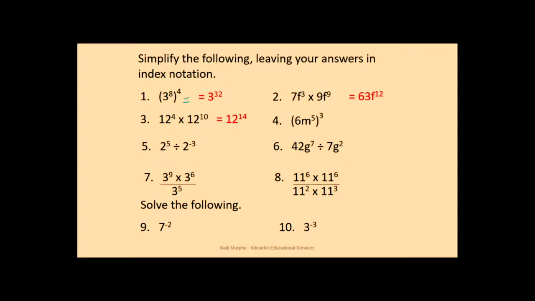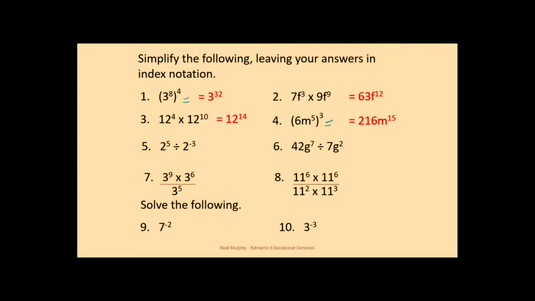Number 4 then is a trickier one. It's a common mistake that Leaving Cert students make: if you have a cube outside the bracket, you need to cube both numbers inside the bracket. So that's 6 cubed, and you need to cube the m as well, so that becomes 216 m to the power of 15.